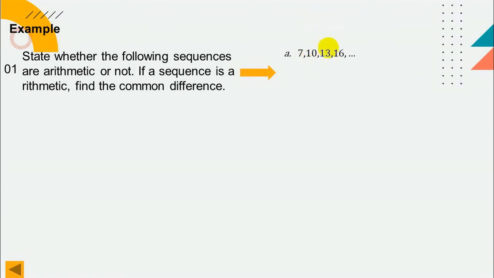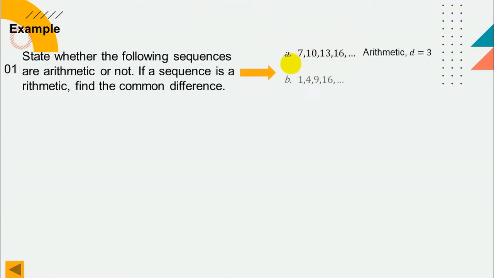So from here, we can see the difference from the first term to the second term is 3, and then the second term to the third term is 3, and then the third term to the fourth term is 3. So they have the same difference, and it is called, yes, correct, an arithmetic sequence.